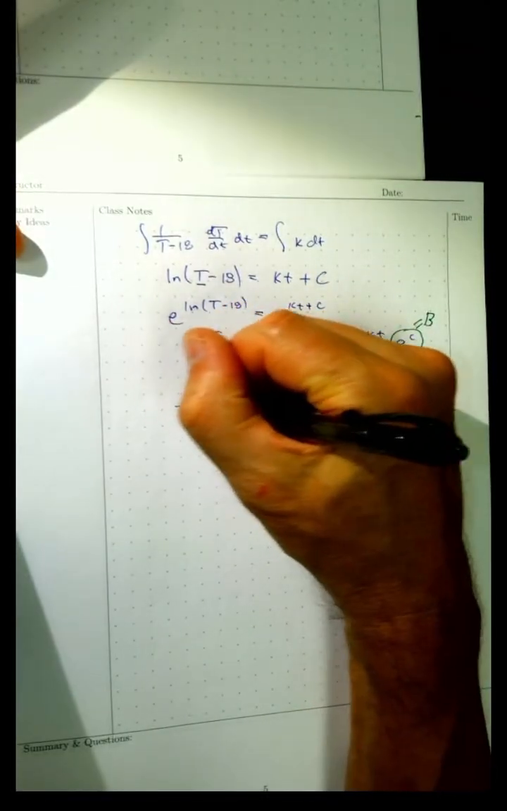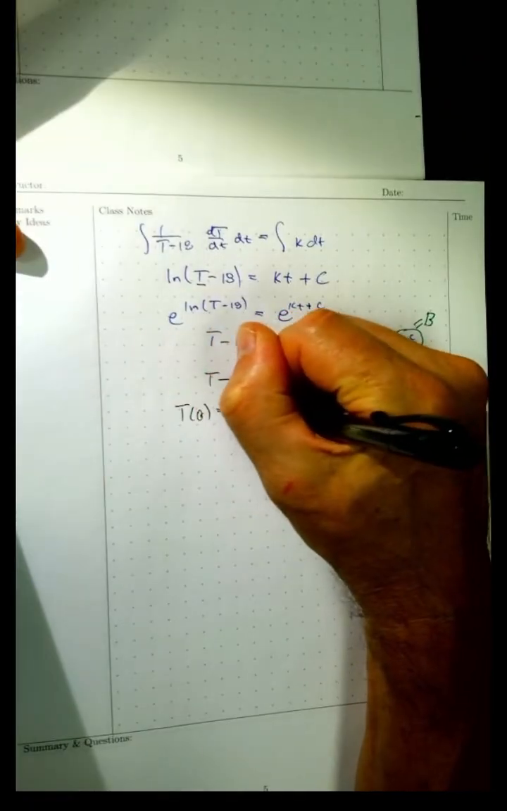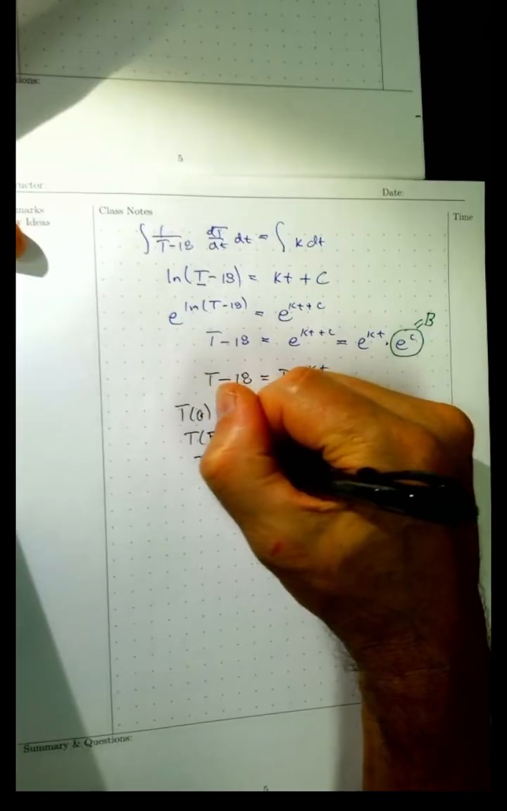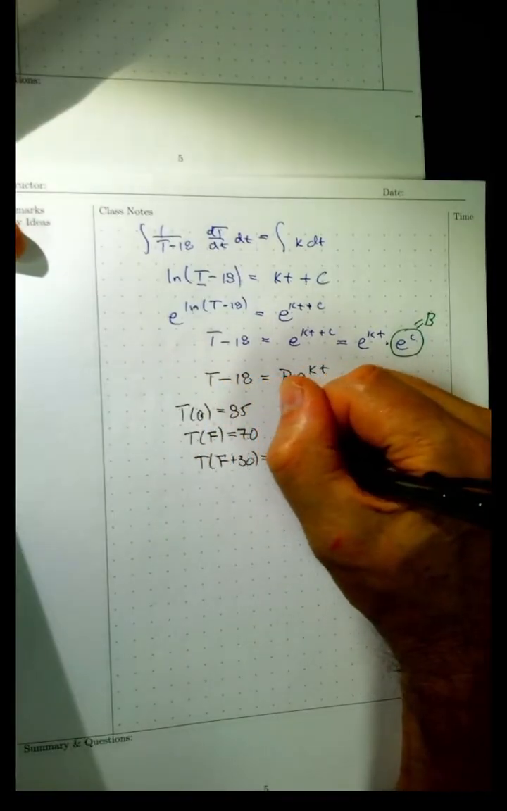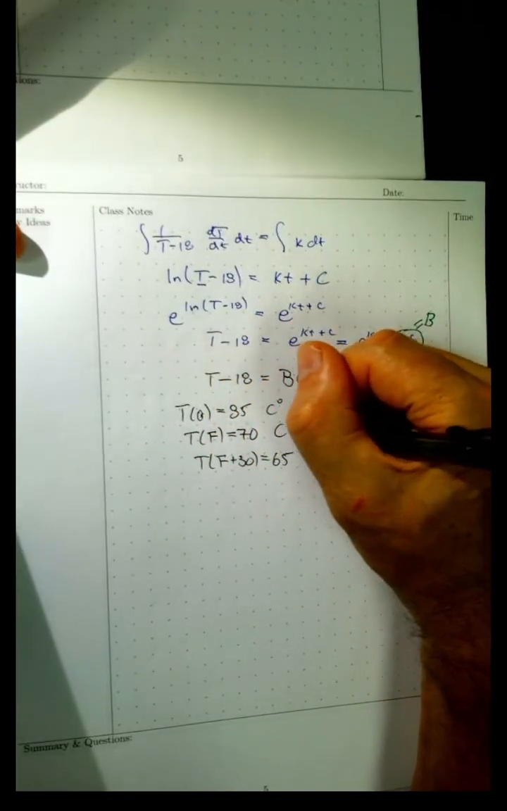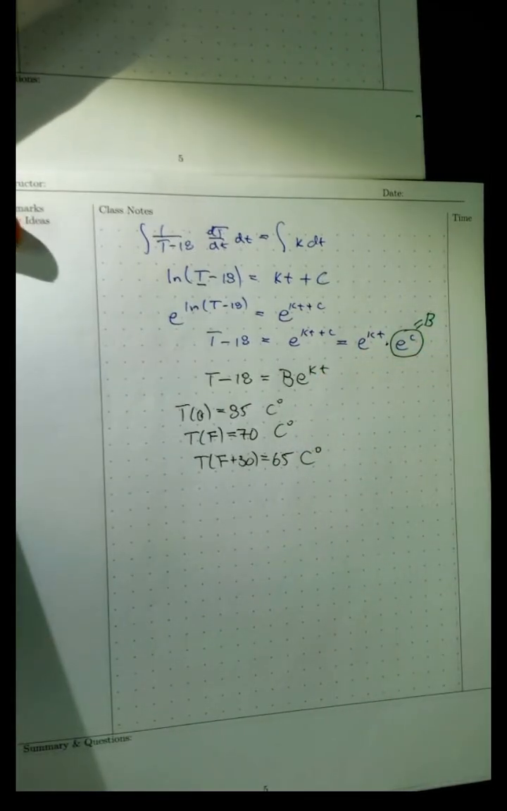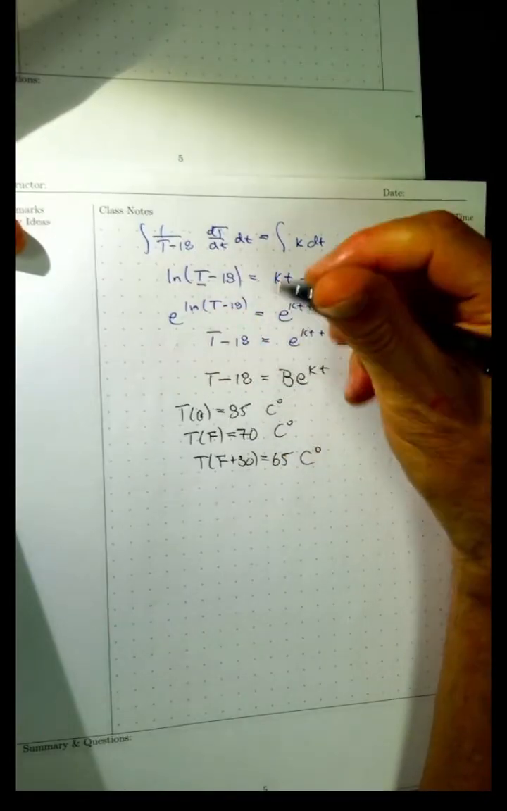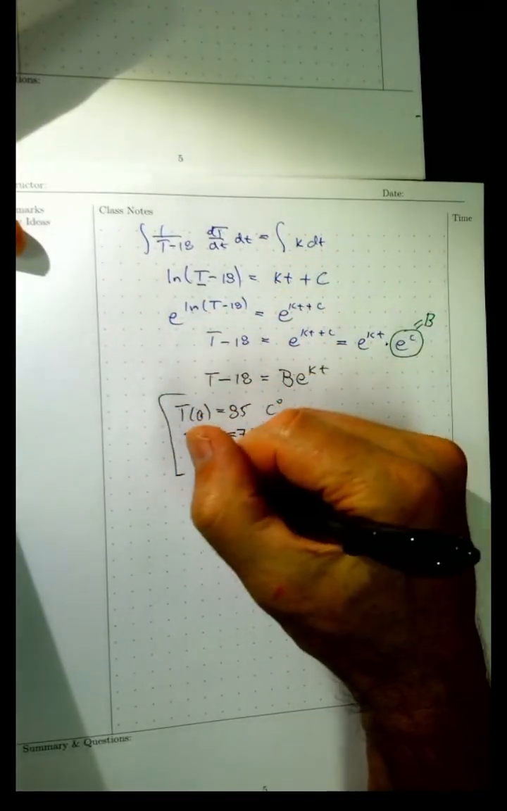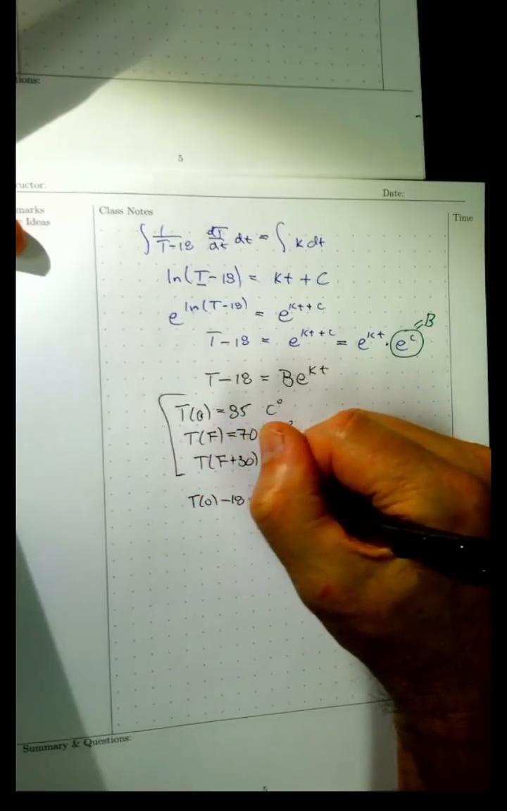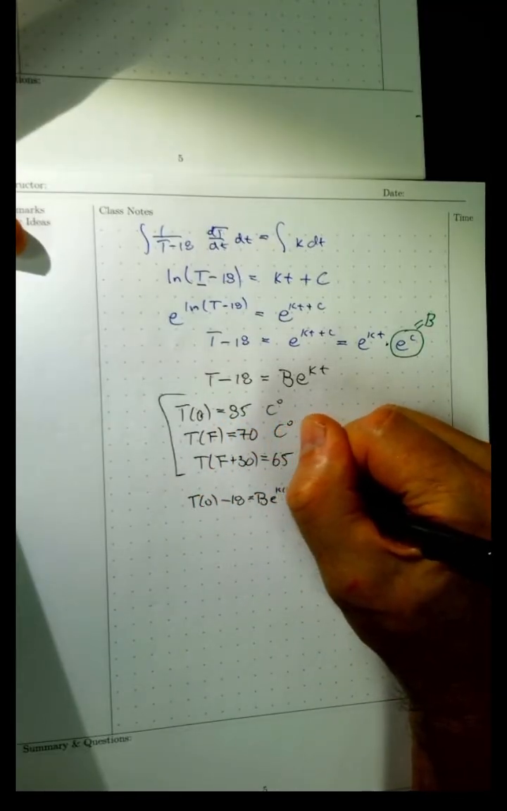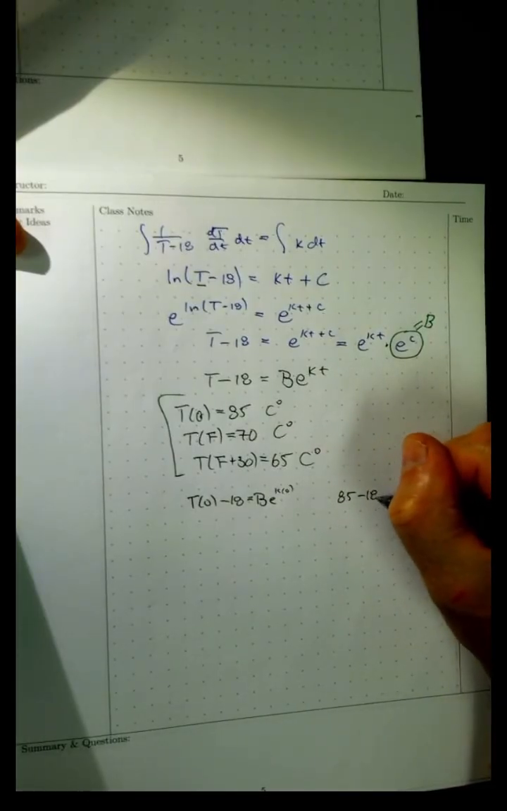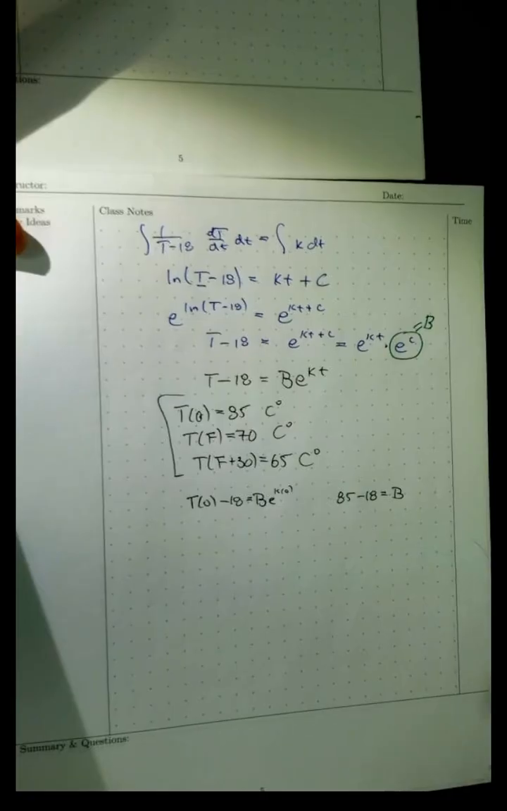Let's see. I know that T of 0 was 85, T of f was 70, and T of f plus 30 was 65, and this is all degrees Celsius. All right, I'm just going to plug these things in and see what I get. So if I plug in this first equation, T of 0 minus 18 equals b e to the k times 0. So I get 85 minus 18 is equal to b. Okay, so I immediately get b.